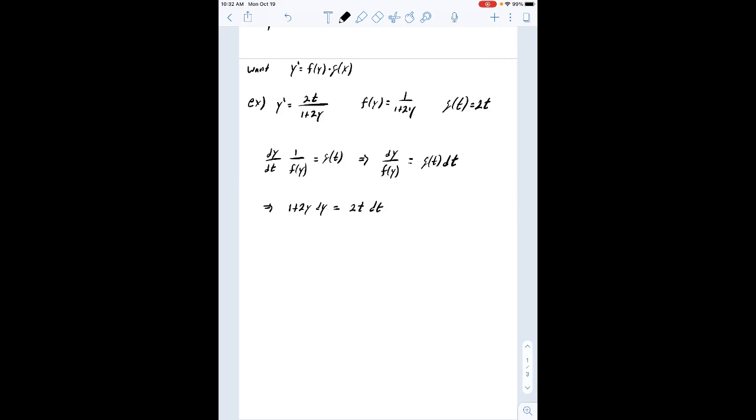Okay, now to get rid of the dy and dt, we can just slap an integral on both sides. So these are two pretty easy integrals, which is why I chose it for the first example. We just get y plus y squared plus a constant equals t squared plus another constant.